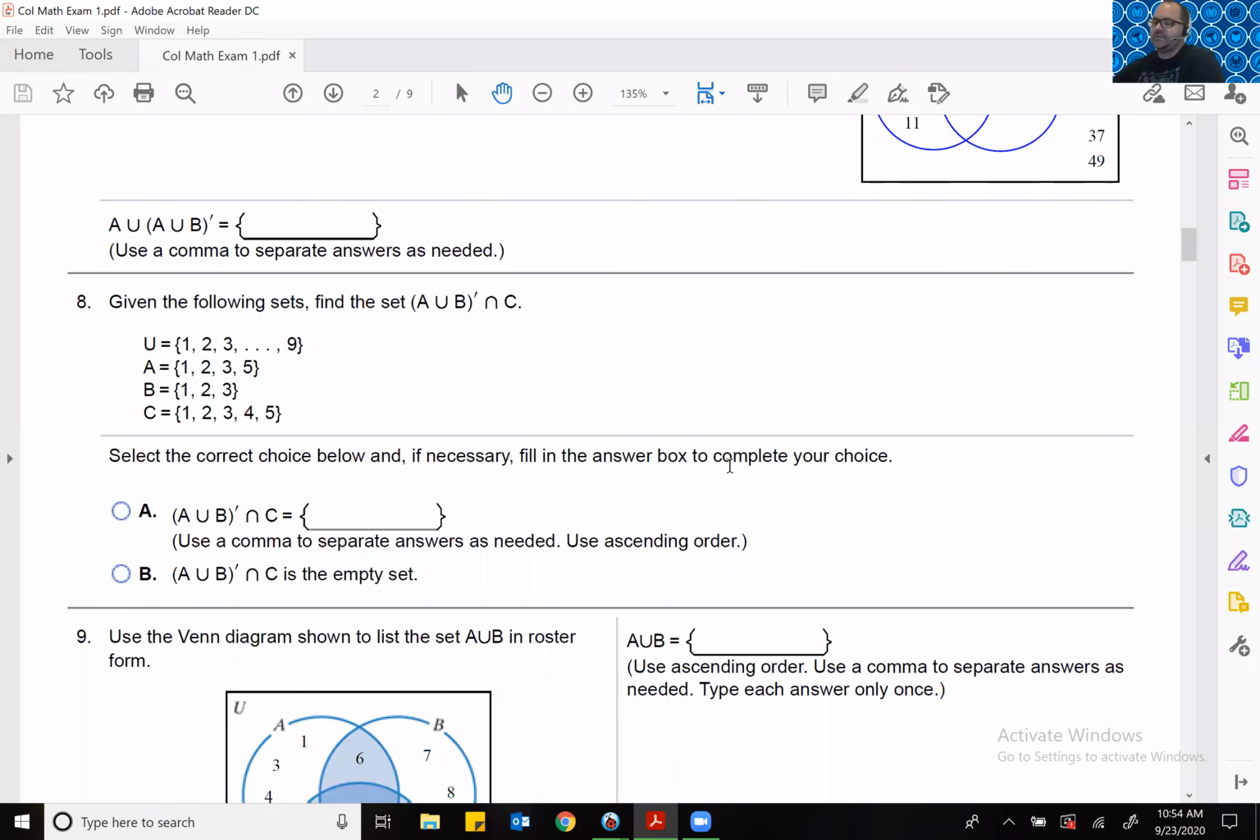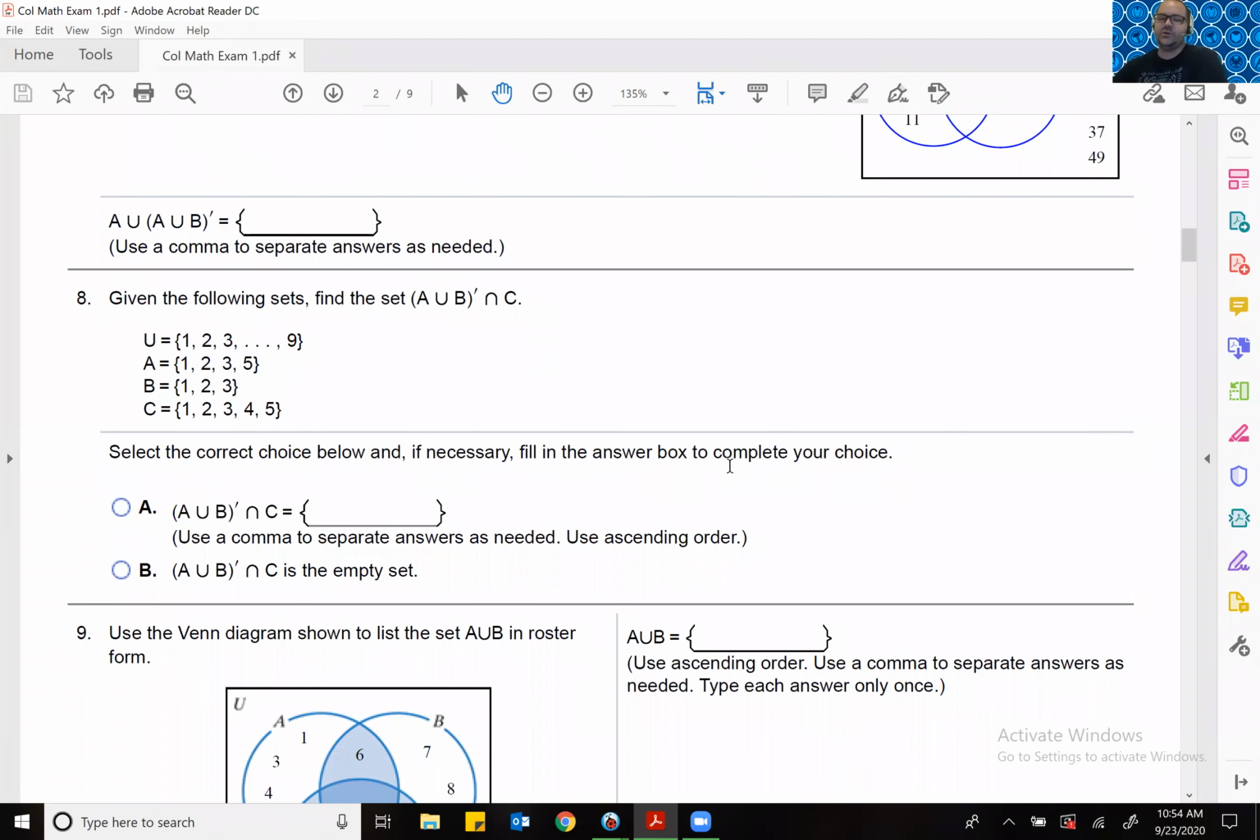All right, number 8 jumps us into 2.4. The only difference between 2.3 and 2.4 is I add another circle. Okay? So we're basically doing the same thing again, but this time we have 3 circles that we're going to be looking at.